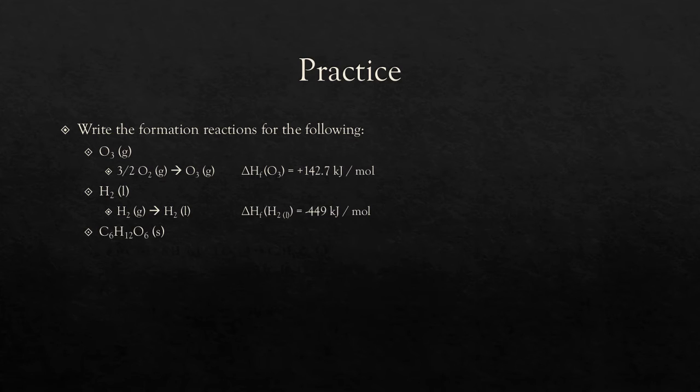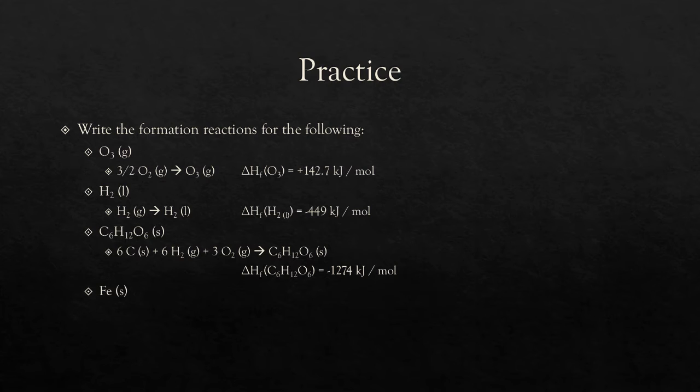Here we have glucose. Looks pretty big, but again, we can just break it into elements. This contains carbon, hydrogen, and oxygen. We would need 6 carbon, 6 H2s, and 3 O2s to make 1 mole of glucose, which comes at an energy release of negative 1274 kilojoules per mole.